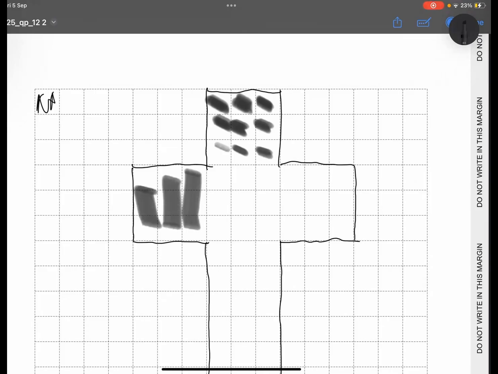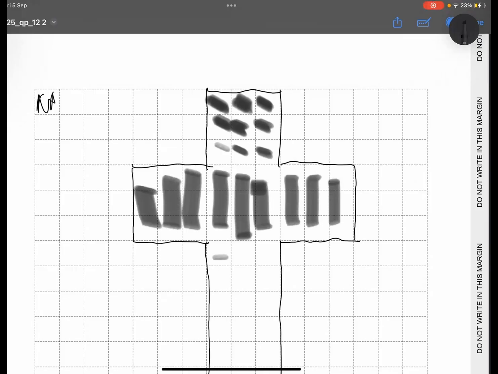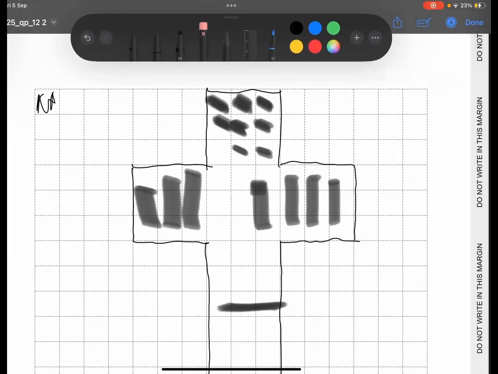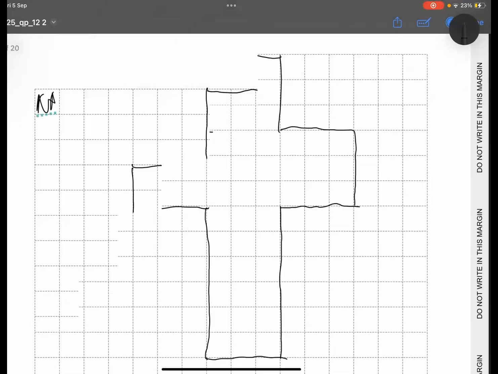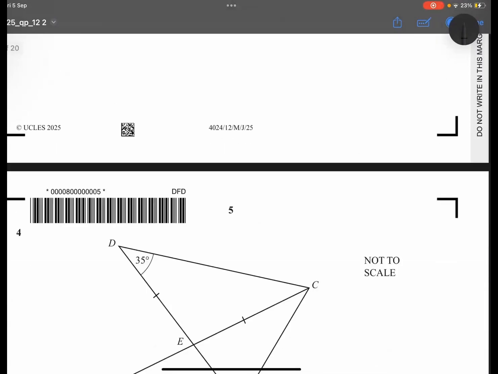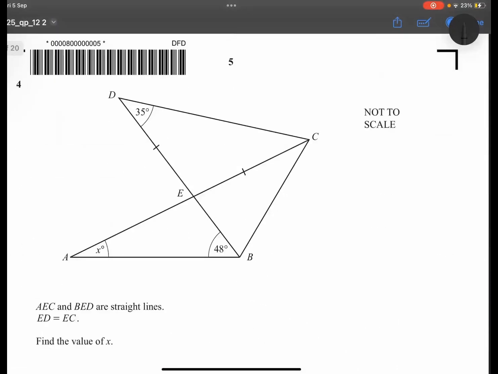3, 6, 9. And that's what would happen in each and every face. So this is your answer, and you get 3 marks for that.